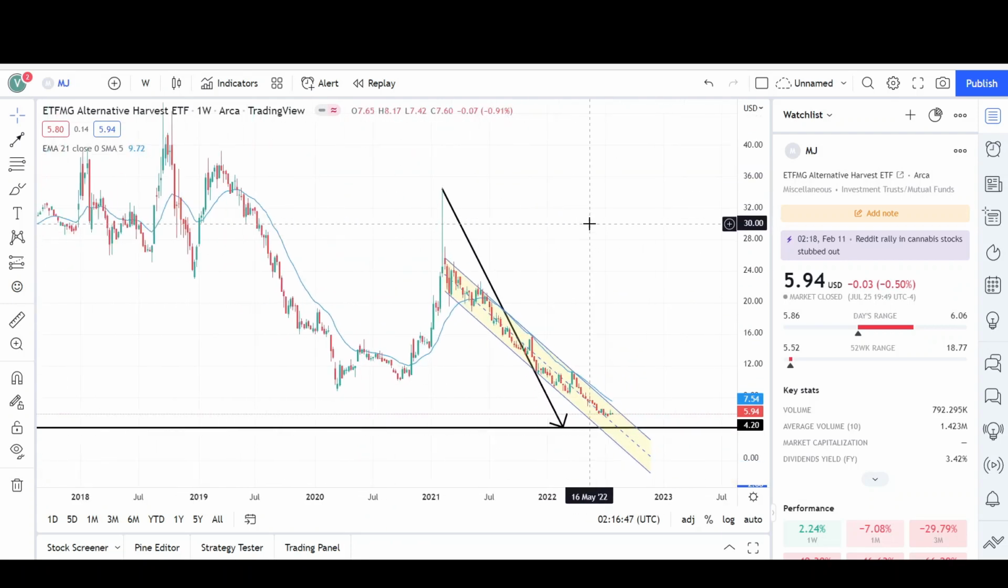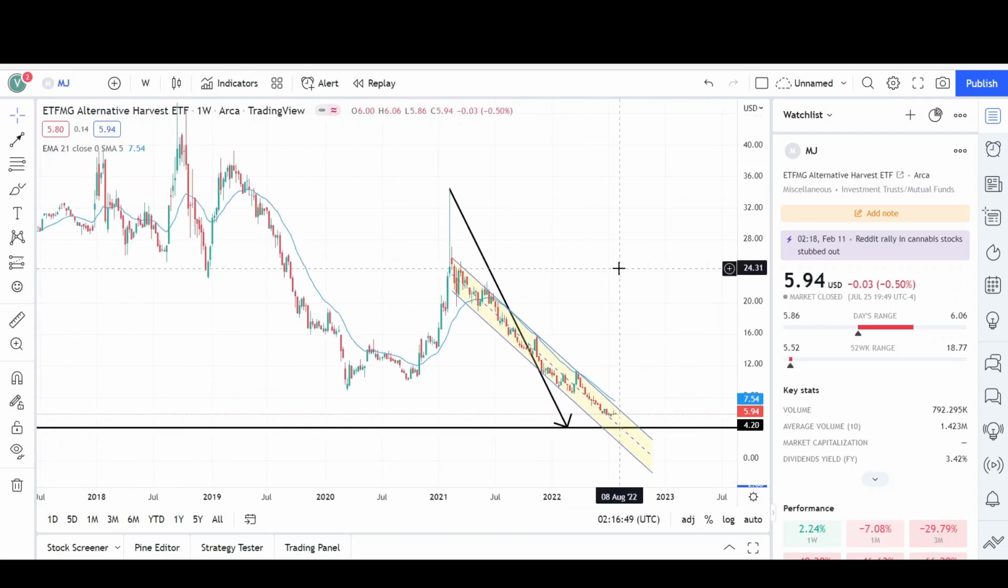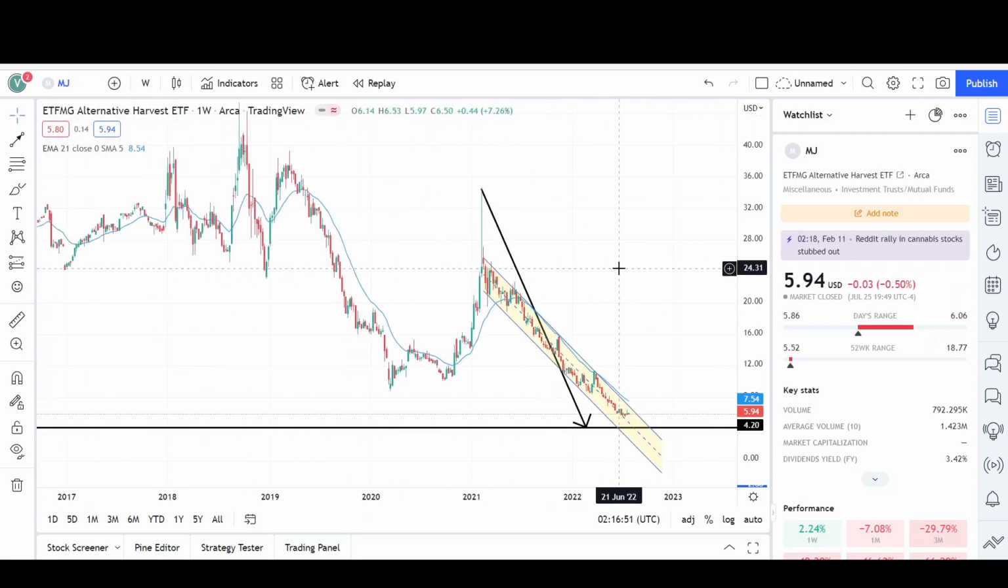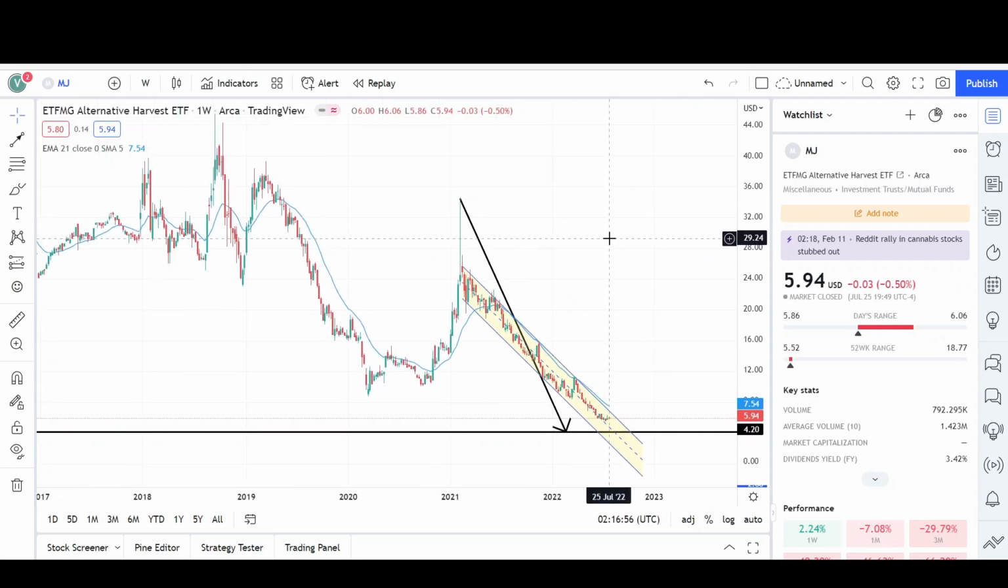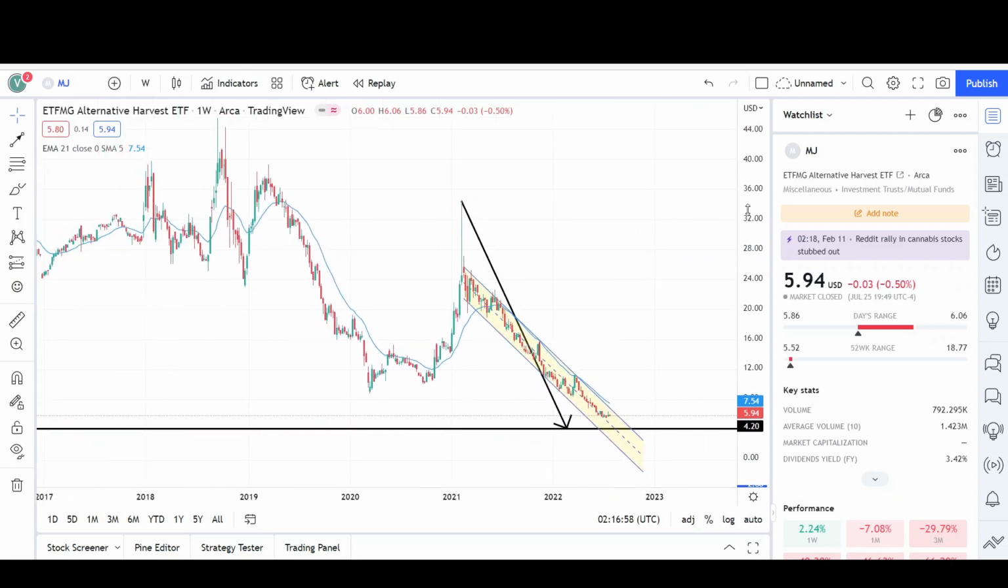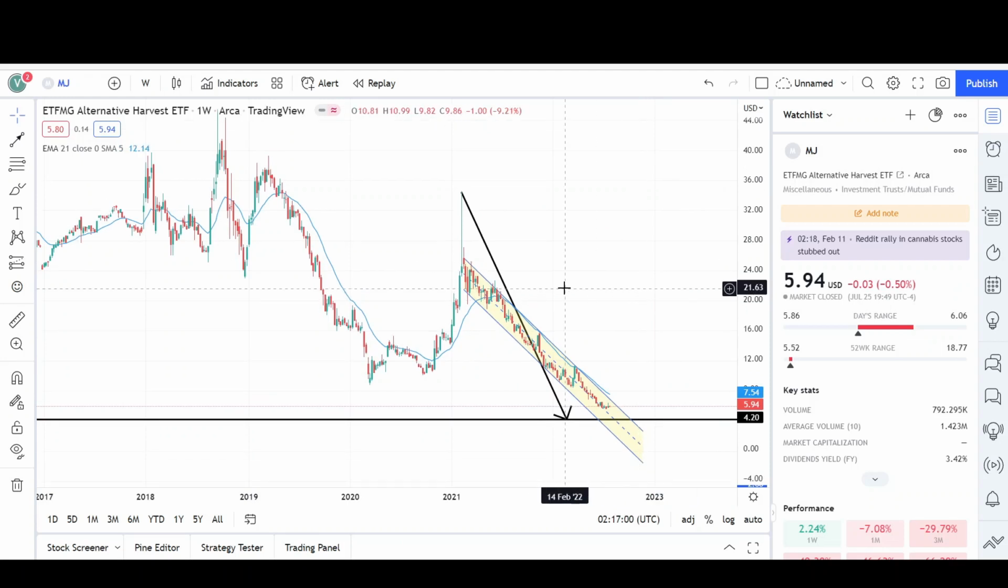Chart looks pretty horrible if you are a long. Chart looks very good if you like shorting and buying puts. So again, someone loses money, someone is making money in this market. That's all I actually have for MJ.